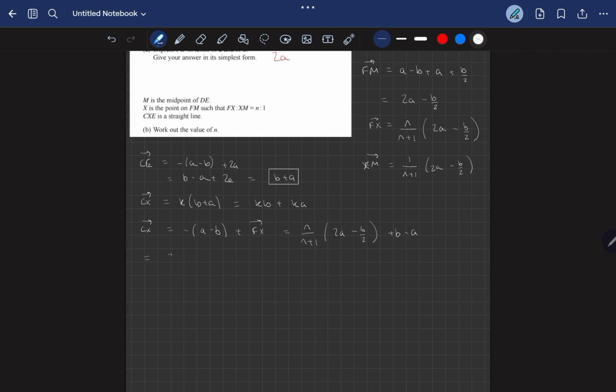So that's 2n over (n plus 1) A, expanding this out, and minus n over 2(n plus 1) B, plus B minus A. So I'm subtracting 1 from the coefficient of A, so this is (2n over n plus 1 minus 1) A, and then plus the coefficient of 1 minus this, so it's going to be (1 minus n over 2(n plus 1)) B.